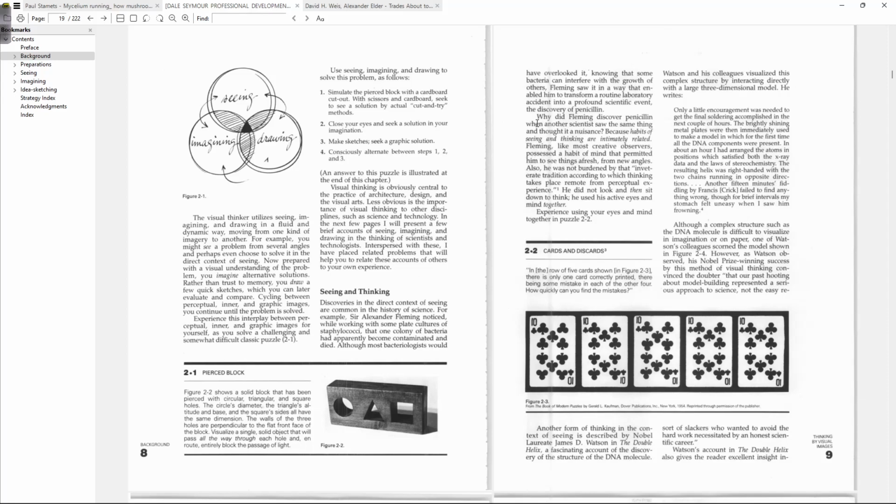In about an hour, I had arranged the atoms in positions which satisfied both the X-ray data and the laws of stereochemistry. The resulting helix was right-handed with the two chains running in opposite directions. Another 15 minutes of fiddling by Francis Crick failed to find anything wrong, though for brief intervals my stomach felt uneasy when I saw him frowning. Although a complex structure such as the DNA molecule is difficult to visualize in the imagination or on paper, one of Watson's colleagues found the model shown in figure 2.24.